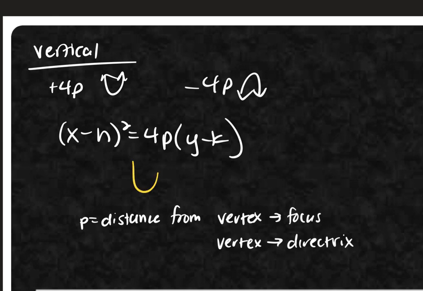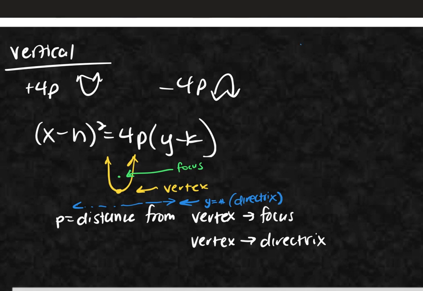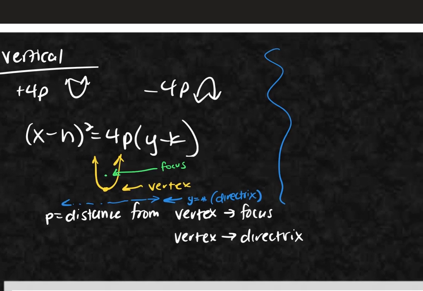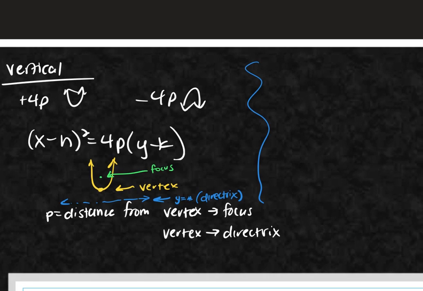So if it opens up or down, you've got your vertex, you've got your focus, which would be a coordinate point, and you've got your directrix, which would be a y equals. And they are each p distance away. So from vertex to focus, p distance. From vertex to directrix, p.